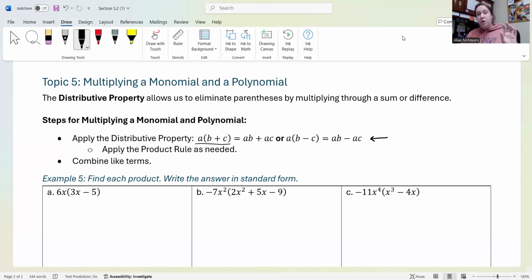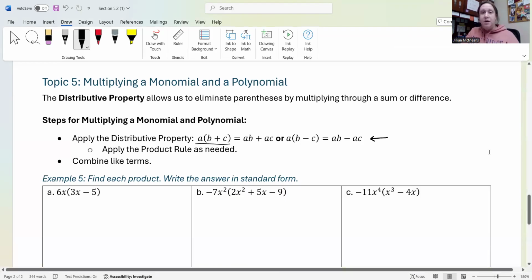Once you do that, you will potentially have to apply the product rule. So if the monomial and the polynomial inside parentheses have variables, you're going to be applying the product rule. So remember the product rule: when you multiply two things that have the same base, you keep the base and then you add your exponents. That's going to be a big thing here. Okay. And then finally, you combine like terms if possible.